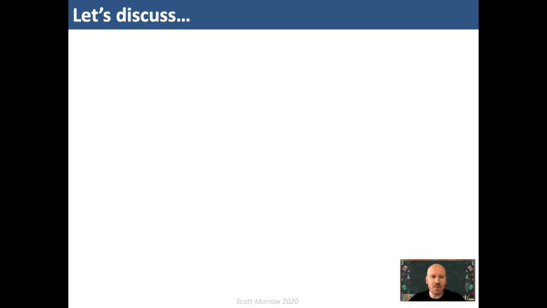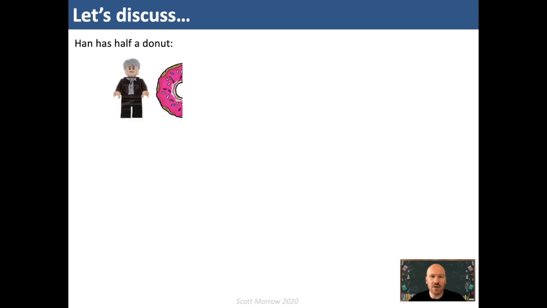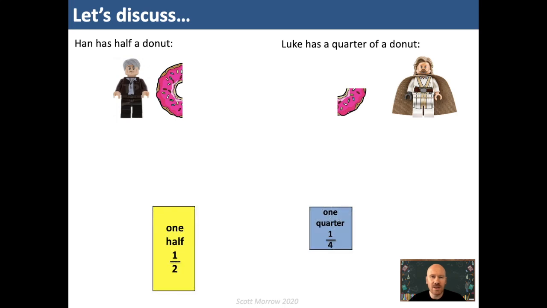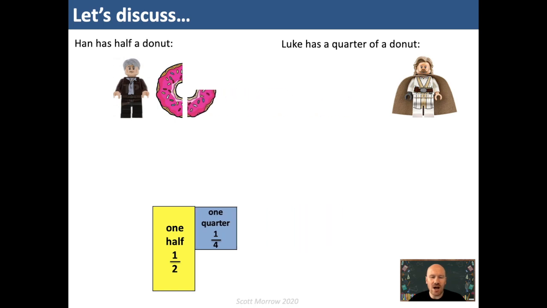Let's have a look at the third problem. Han has half a donut and Luke has 1/4 of a donut, and once again we want to know how much we've got all together. This is going to be a bit trickier because this time we've got 2 different fraction types. We've got halves and quarters.